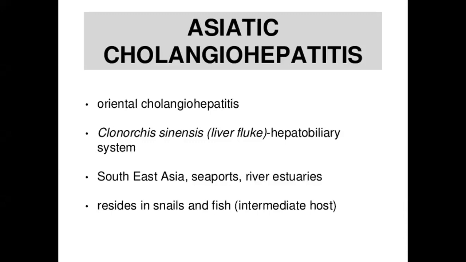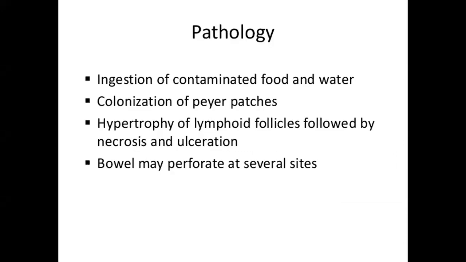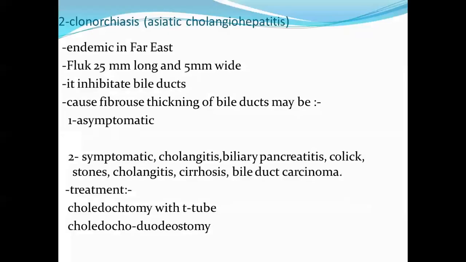Seaports, rivers, estuaries, those who commonly live around the water. They reside in snails and fish, which are intermediate hosts. Pathology is ingestion of contaminated food and water. There could be colonization of bile passages, hypertrophy of lymphoid follicles followed by necrosis and ulceration. Bowel may perforate at several sites.